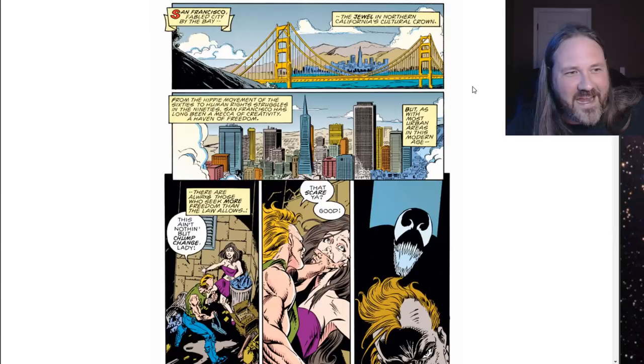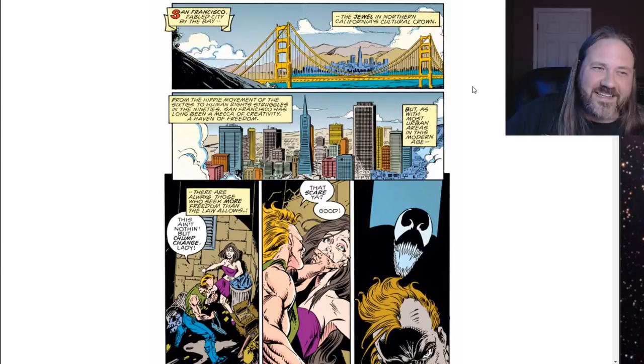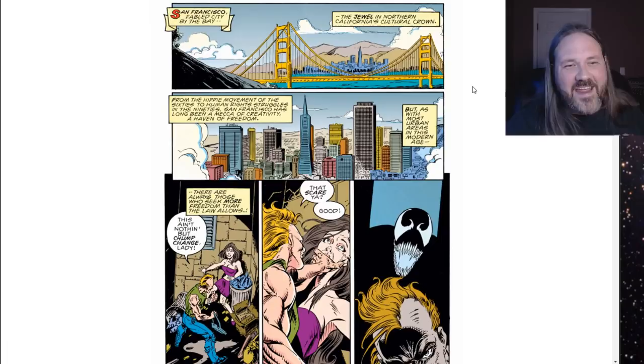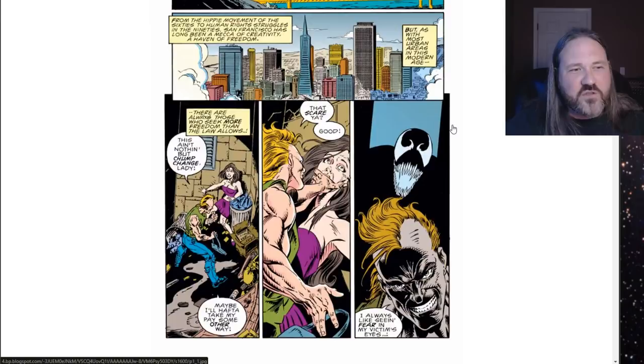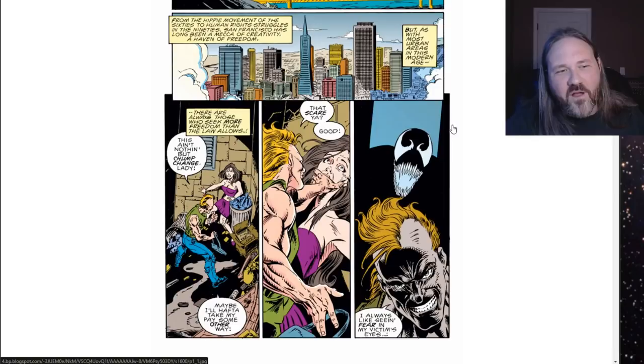From the hippie movement of the 60s to human rights struggles in the 90s. Well, they've got a human rights struggle right now called waves of defecation flowing through the gutters. Has long been a mecca of creativity, a haven of freedom. But as with most urban areas in this modern age, there are always those who seek more freedom than the law allows. Now, if I were to read that, more freedom than the law allows, it'd be like somebody experimenting on dogs or having crazy orgies, because that happens in San Francisco. No, this freedom is just a guy being a thief.